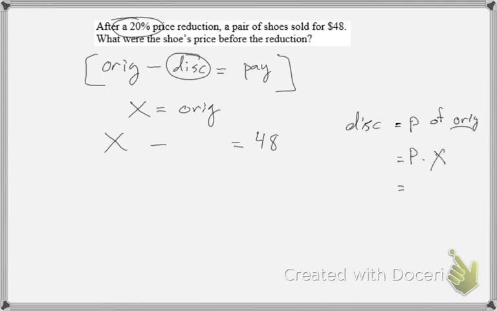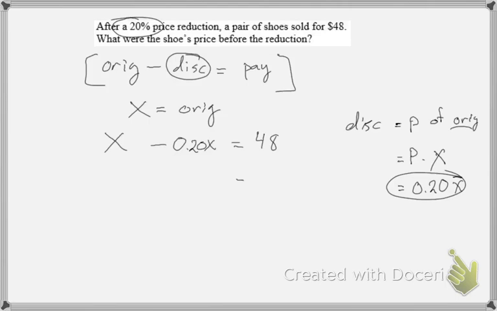And since the percentage was 20%, it's 0.20x. So I'll substitute this where the discount goes. x minus 0.20x will be equal to 48. And now I just have to solve the equation.